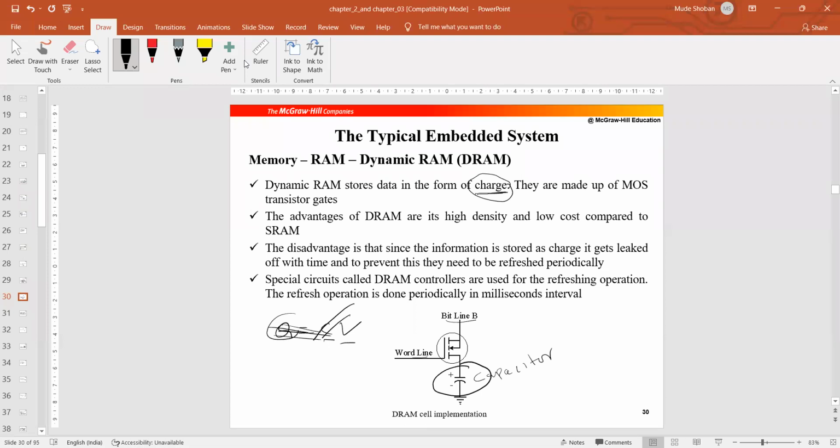The last line: special circuits called DRAM controllers are used for the refreshing operations. The refresh operation is done periodically at millisecond intervals. So it depends on the storage. You might notice that somewhere a data center is there. Like Hyderabad has 5 data centers. That data center is nothing but storage itself. If they are using DRAM, for example, our government of India has the Aadhaar card data of 130 crore people, that might be placed somewhere in the country or outside the country using these cell data memories, and that is confidential, right? It is confidential data linked to accounts, and other personal data also.